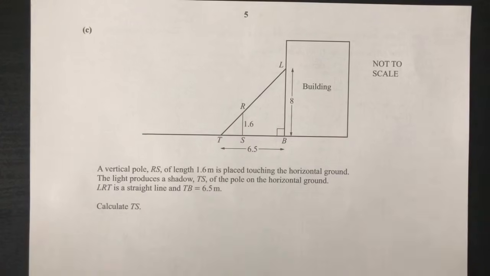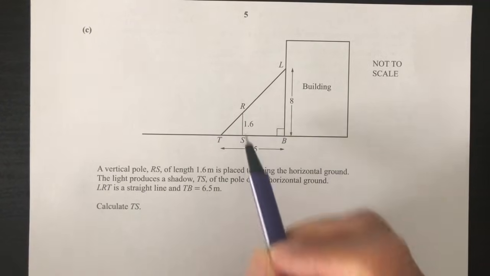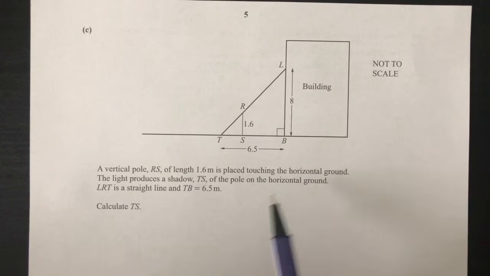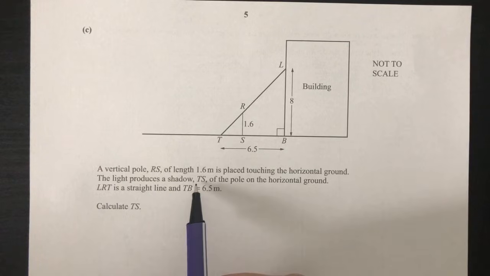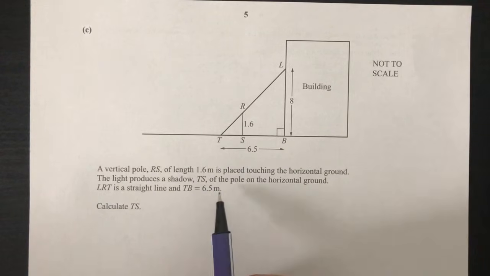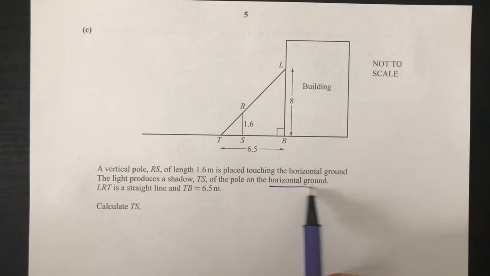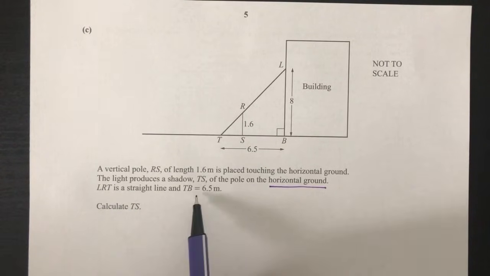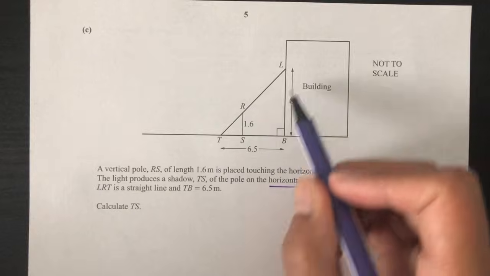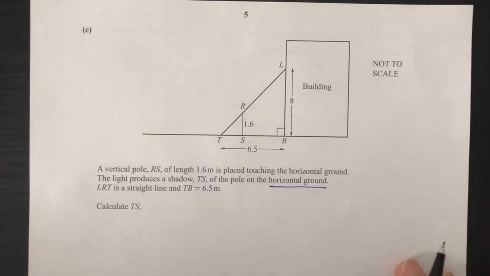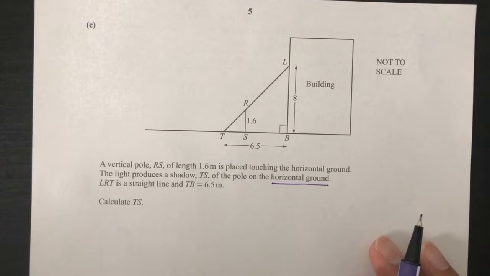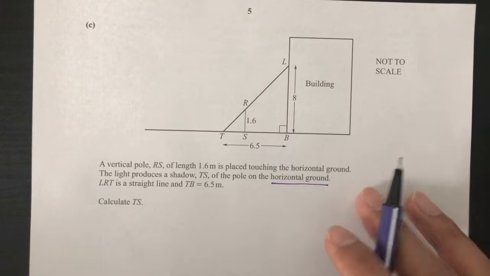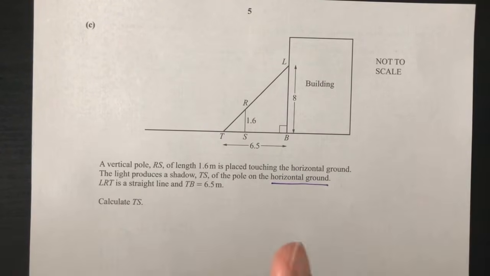It says a vertical pole RS, so we have RS here, of length 1.6 is placed touching the horizontal ground. The light produces a shadow of TS, that's the shadow here, of the pole on the horizontal ground. LRT is a straight line and TB is 6.5, and this one is a straight line.